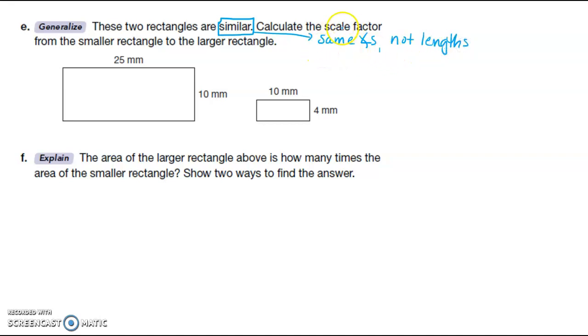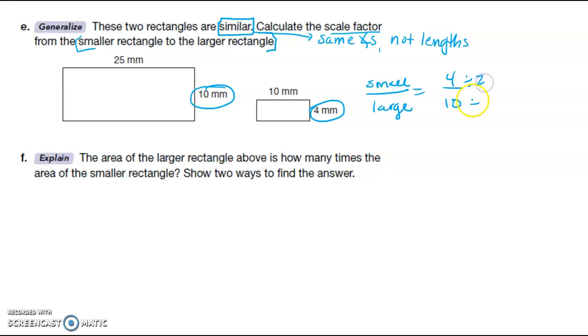Okay, calculate the scale factor from the smaller to the larger. So what I'm going to do is put small over large. I can put this side over this side since those are similar. So 4 over 10. If I divide that by 2, because I have to reduce it, I have 2 over 5. So the scale factor is 2 to 5.